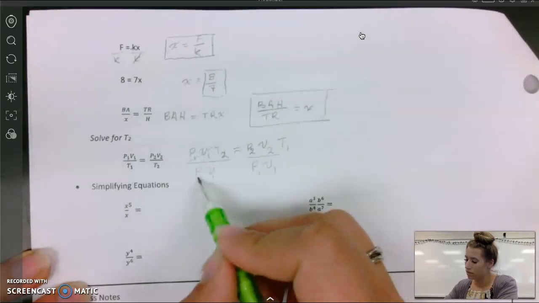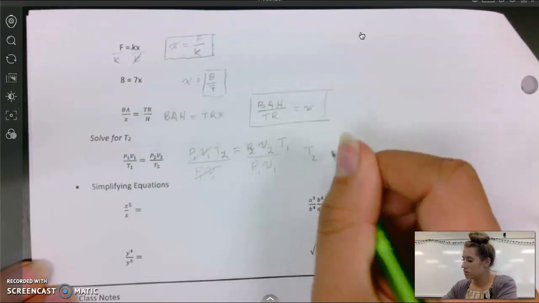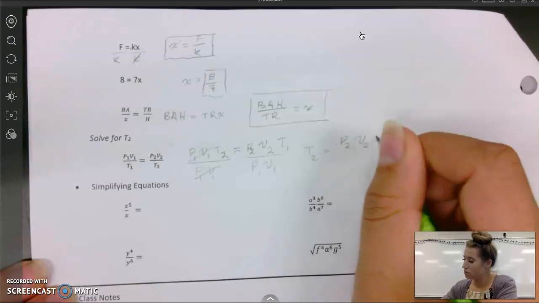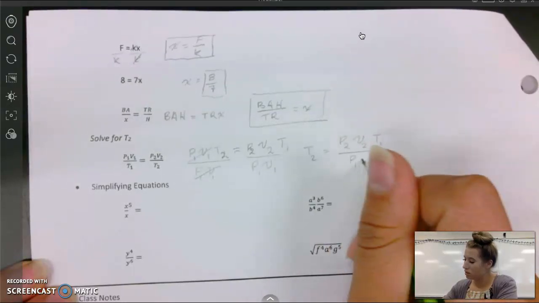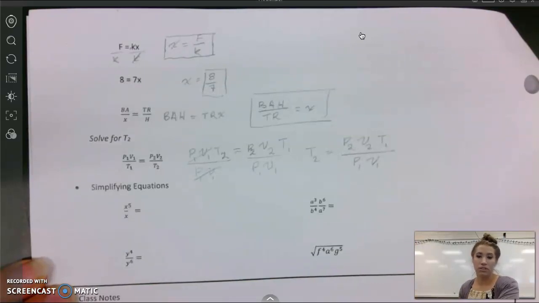Okay, so it'll cancel here, and we're left with T2 is going to equal pressure 2, volume 2, temperature 1 divided by pressure 1, volume 1. And then at a later time, I would give you these values. I'd tell you that the pressure 2 is this, pressure 1 is that, volume 2 and 1, and values there, and then you can solve for T2.